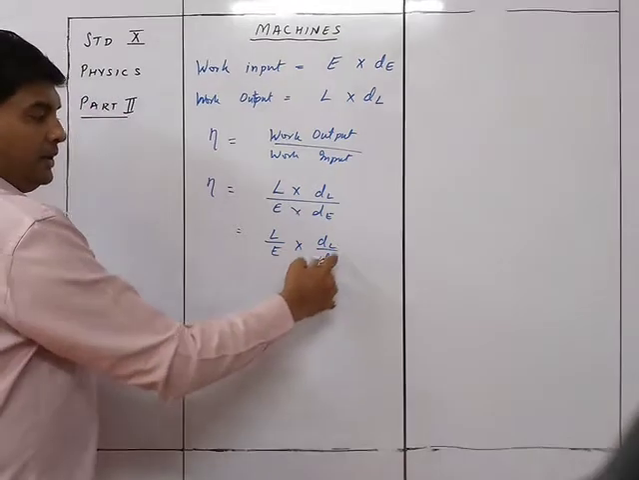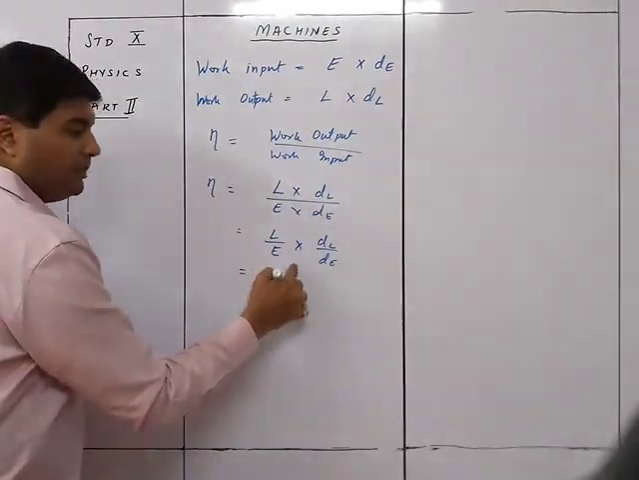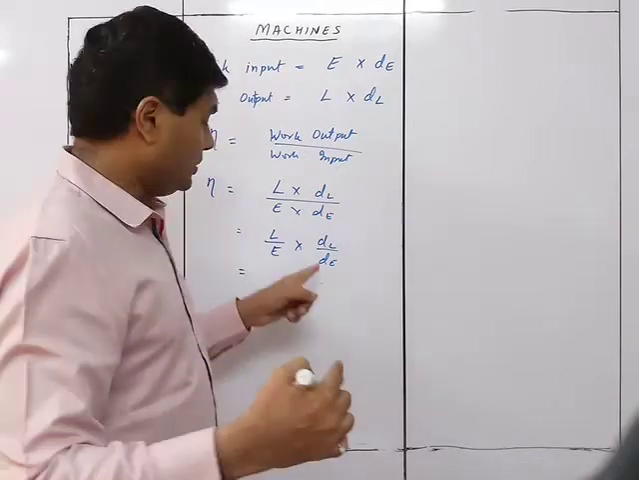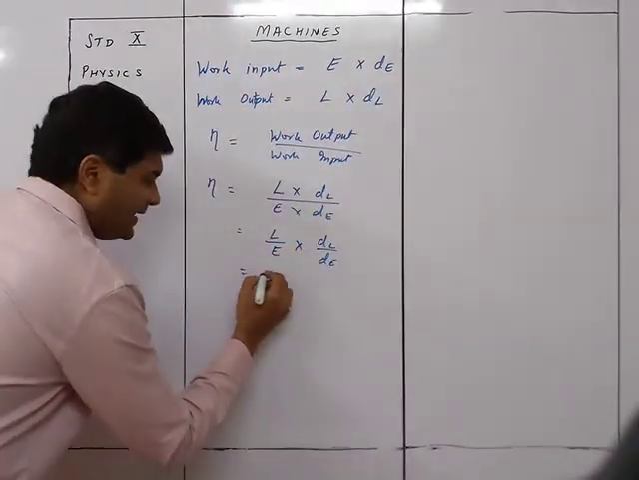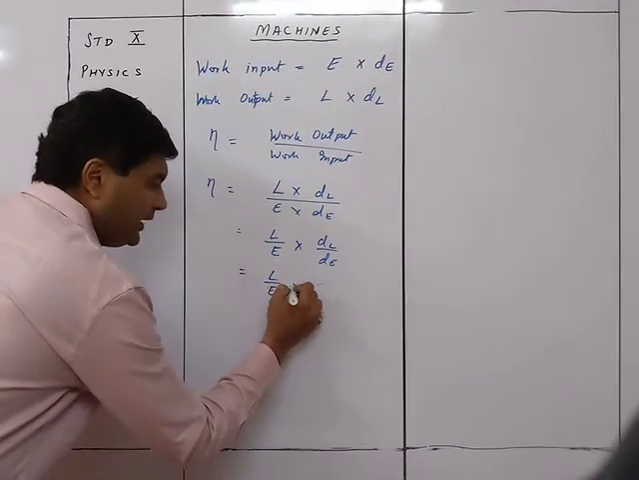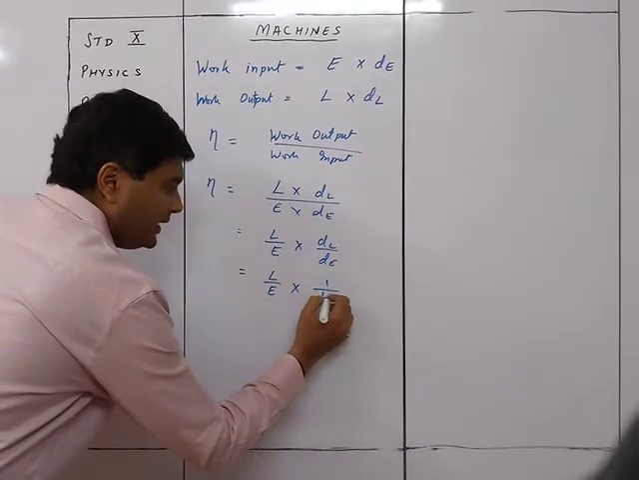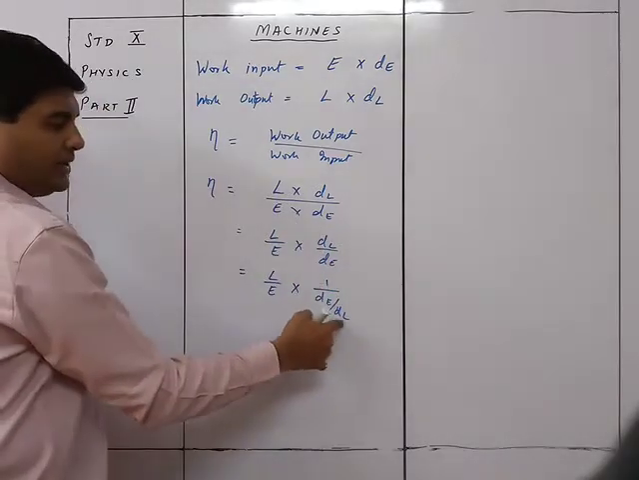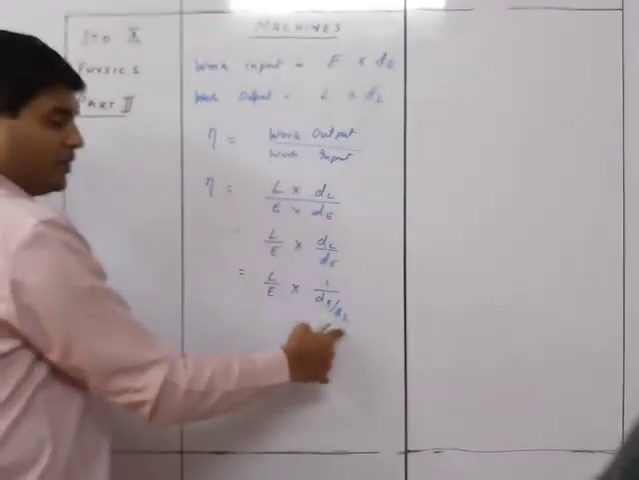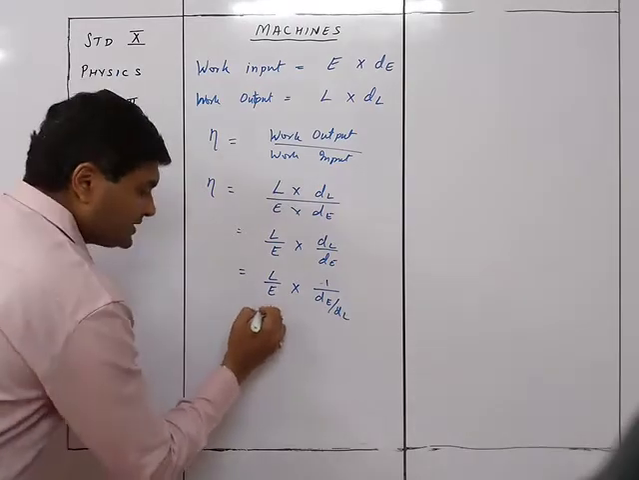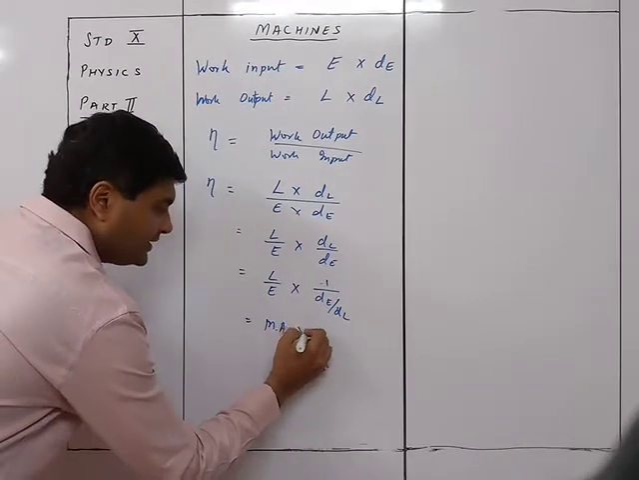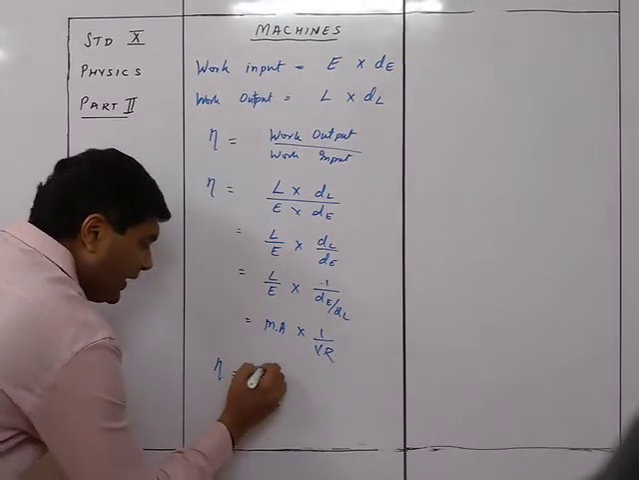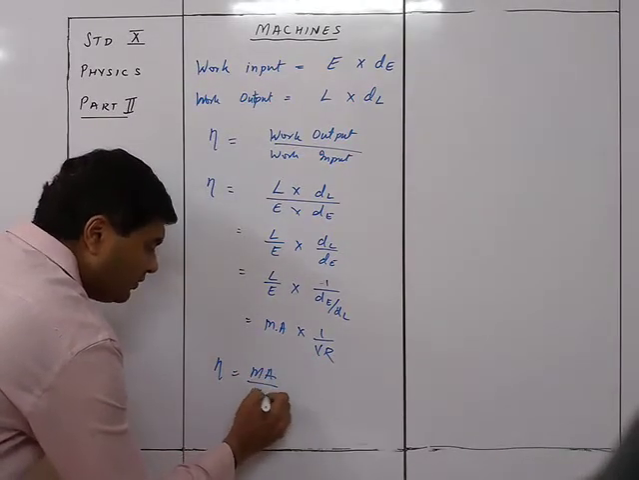right? Now we know L upon E, but if it were dE upon dL, it would have been velocity ratio. So let us do one thing. We can write this as L upon E into 1 upon dE upon dL, because the denominator of the denominator is the numerator. So this is nothing but mechanical advantage and this is nothing but 1 upon VR. So accordingly efficiency is equals to MA upon VR.